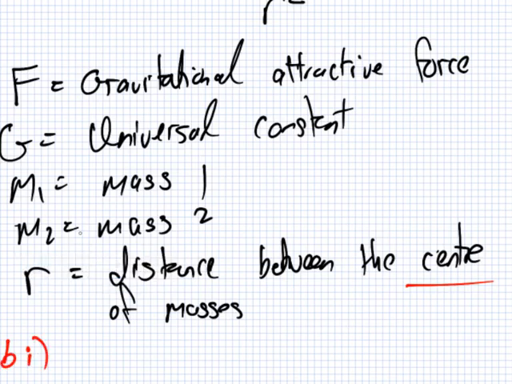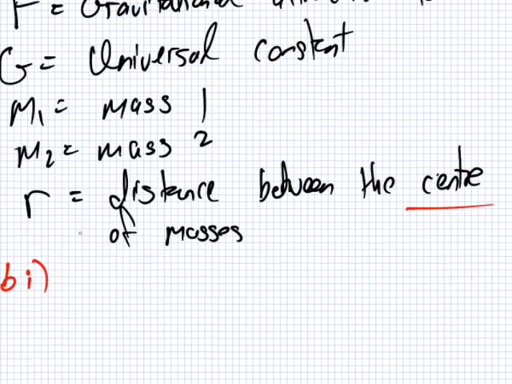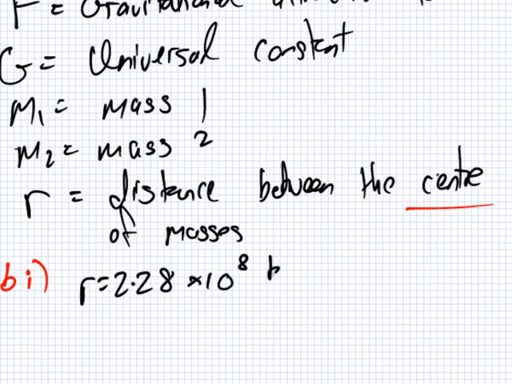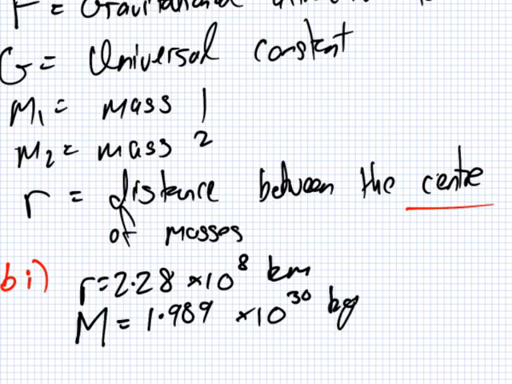The planet Mars can be considered to move around the Sun in a circle of radius 2.28 times 10 to the 8 kilometers. The mass of the Sun is 1.989 times 10 to the 30 kilograms. What's the velocity?